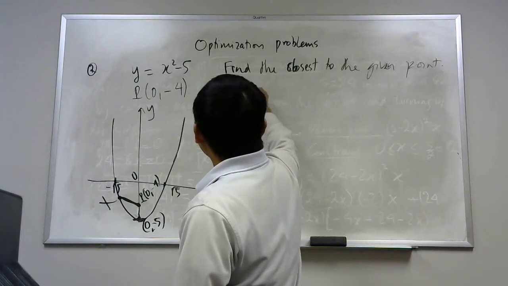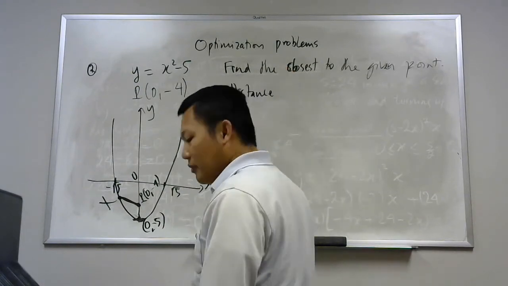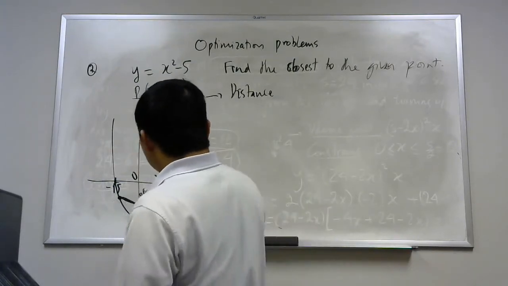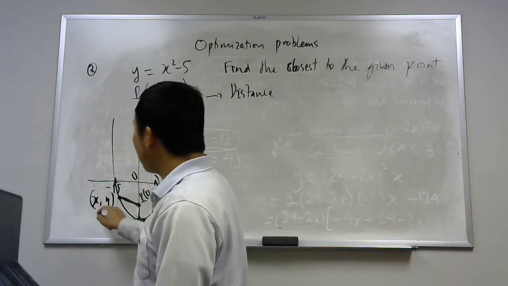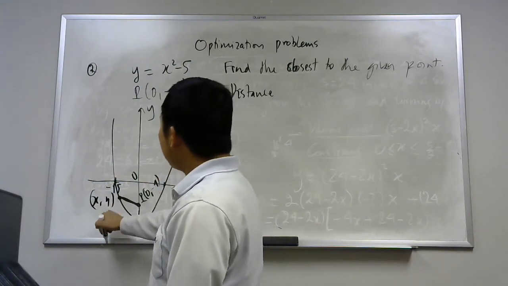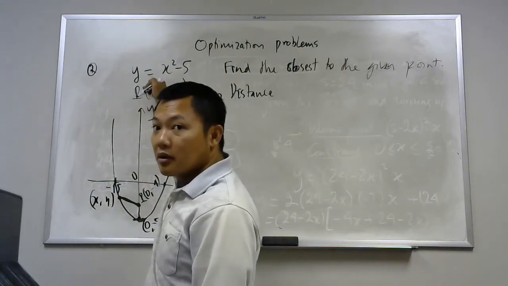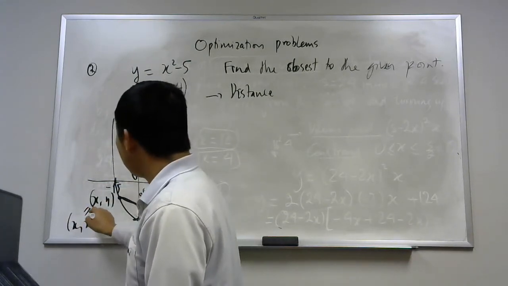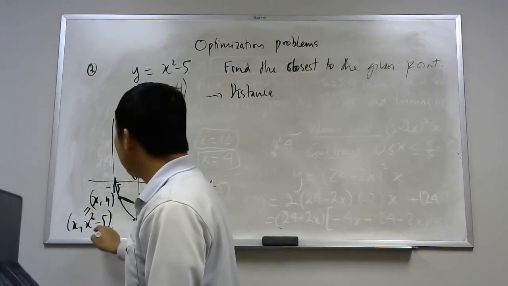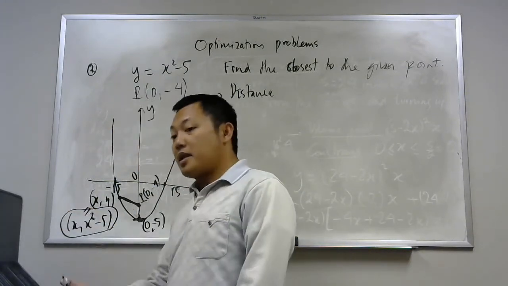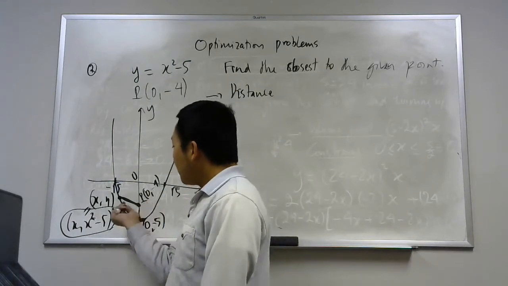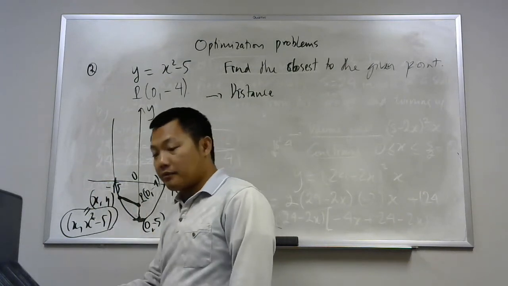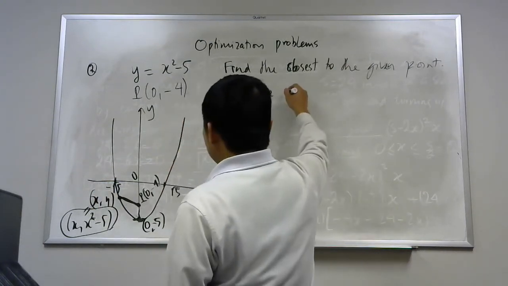So we are talking about distance, right? Because the closest means the minimum distance. Secondly, if you pick any point from the parabola, suppose that is x and y, right? So x and y should satisfy the equation of the parabola. That means this is the point x and then x squared minus 5. So this is the second observation, okay? So basically, we have to calculate the distance between this point and this point, okay? And we minimize that. So here's the distance.